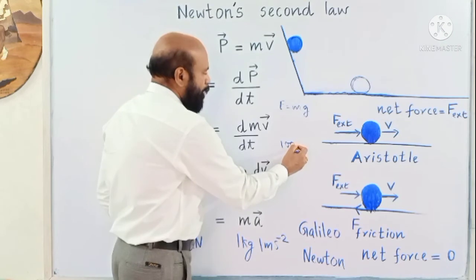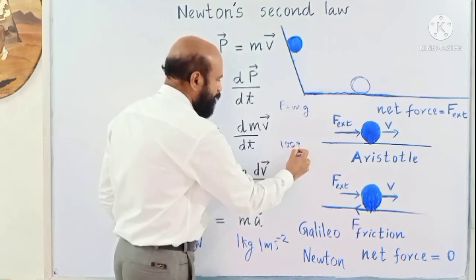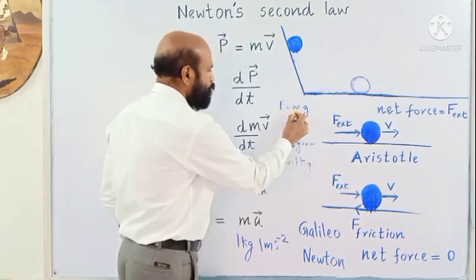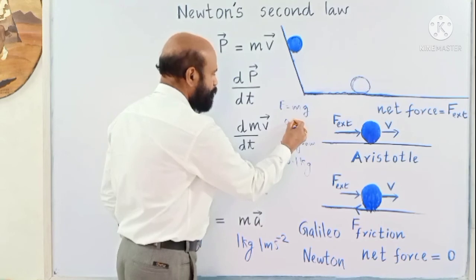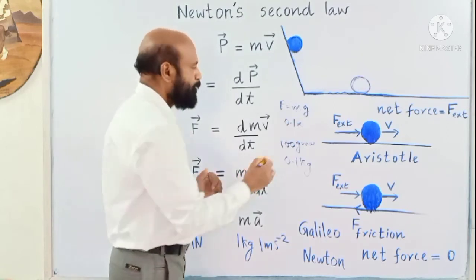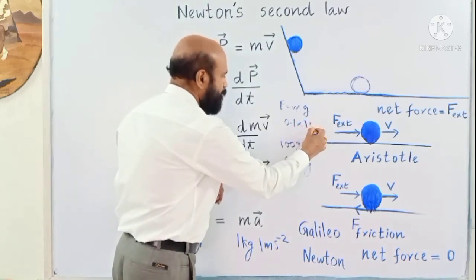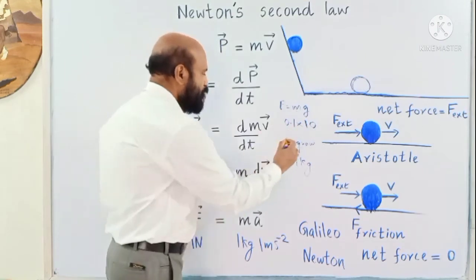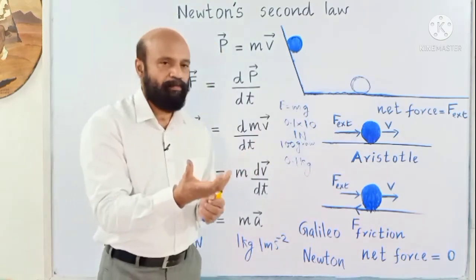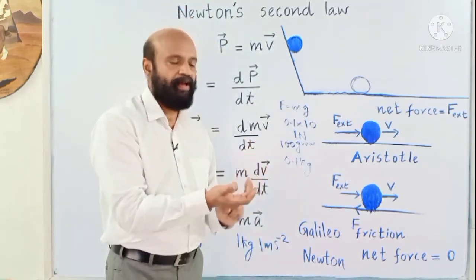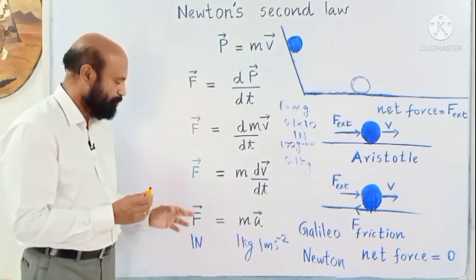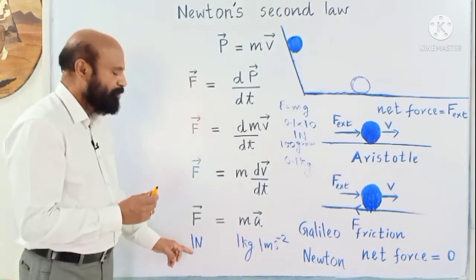Then 100 gram. So when you express in kilogram, 0.1 kilogram. So for this m, you can write 0.1. Then acceleration due to gravity, 9.8 meter per second square. But approximately we can take it as 10. 0.1 into 10, that is 1. So 1 Newton. If you keep a 100 gram object on your hand, you have to apply a force of 1 Newton. That's the meaning of the Newton. The unit of force is measured in Newton.